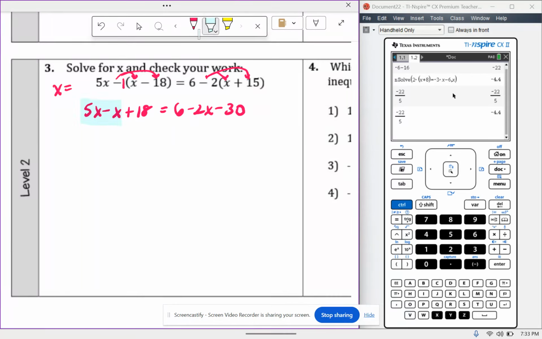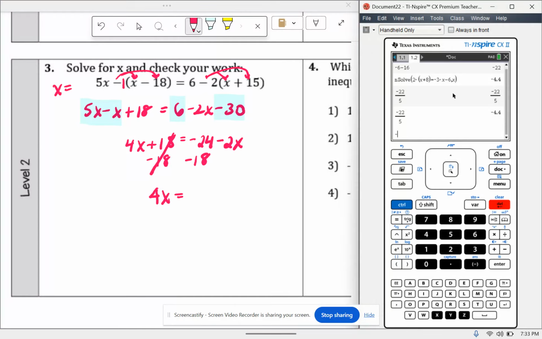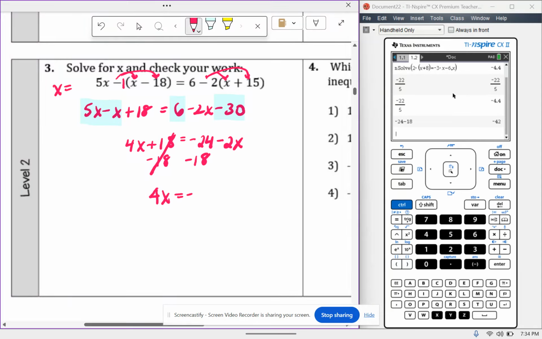I'm going to combine the like terms on this side, and then combine the like terms on this side, okay? So 5x minus x gives me 4x plus 18, and then 6 minus 30 gives me negative 24 minus 2x. I'm now going to subtract 18 from both sides. I have 4x equals, now negative 24 minus 18 gives me negative 42 minus 2x.